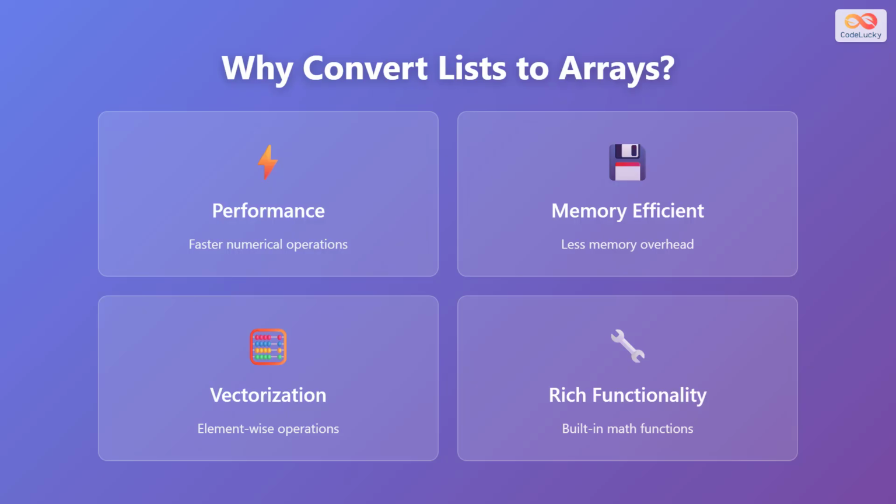Before we dive into the conversion process, let's understand why we would want to convert lists to arrays. First, NumPy arrays offer superior performance for numerical operations, making your code run significantly faster. Second, they are more memory efficient, using less memory overhead compared to Python lists. Third, they support vectorization, which allows you to perform element-wise operations without writing explicit loops. Finally, NumPy provides a rich set of built-in mathematical functions that work seamlessly with arrays.